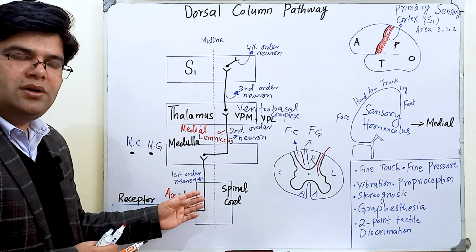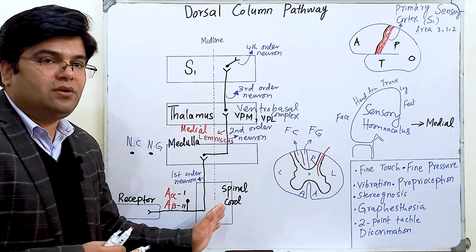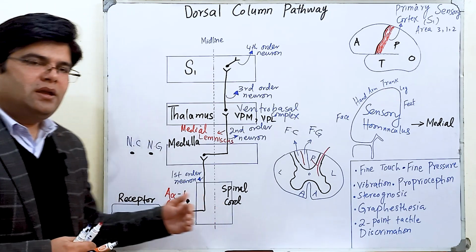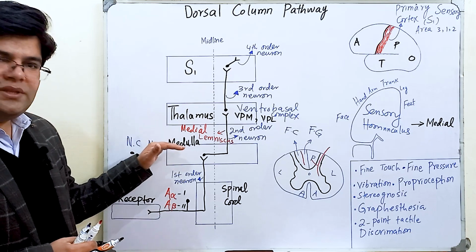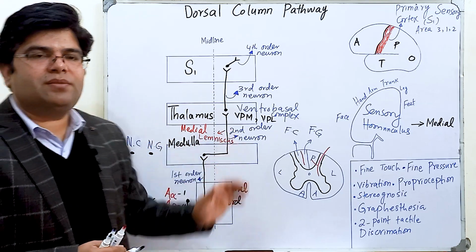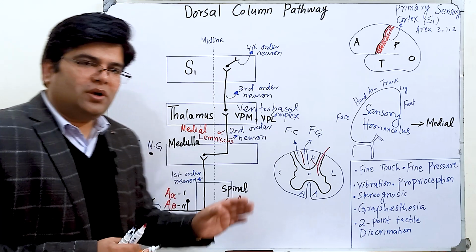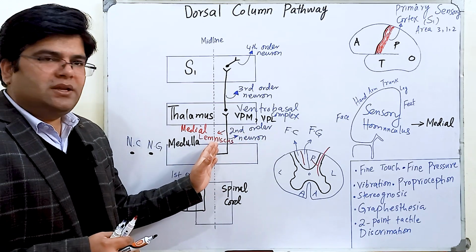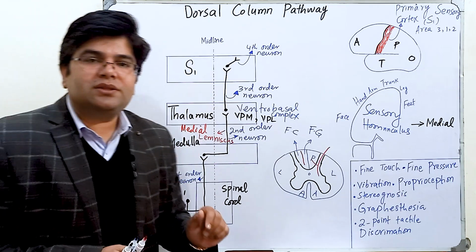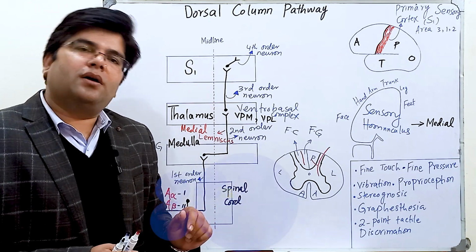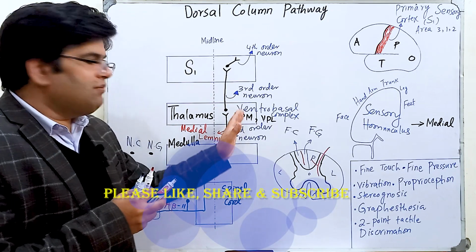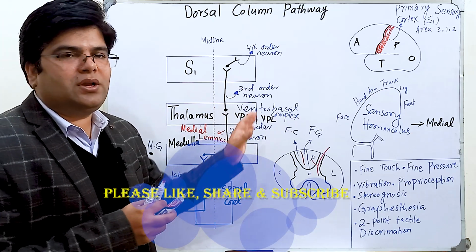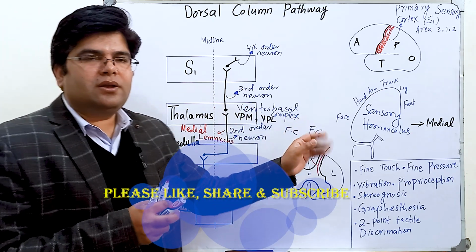In the spinal cord, the signals from the lower part of the body are medially located, and from the upper part of the body are laterally located. After this crossing in the medulla, the signals in the medial lemniscus from lower parts of the body are located laterally, and from upper parts of the body are located medially. And in the thalamus as well, the signals from the upper part of the body and from the face are medially located, and the signals from the lower part of the body are laterally located.